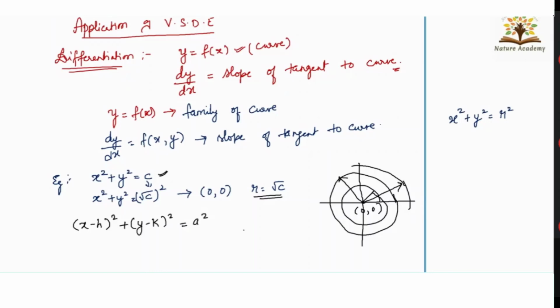How will I draw? I will have to draw circles like this. One circle has one center. It may be 0, 0. The other circle has another center. It may be 1, 1. But the radius here, if I am taking a, the radius will be a only for both. The radius will not change, but the centers will change. So then also this equation is called the family of circles.